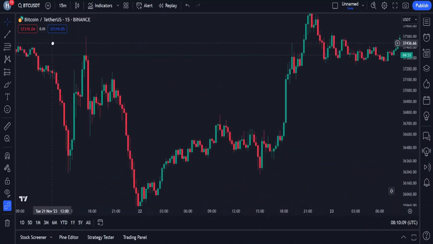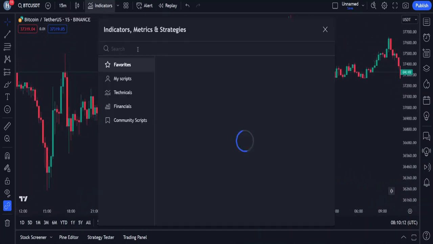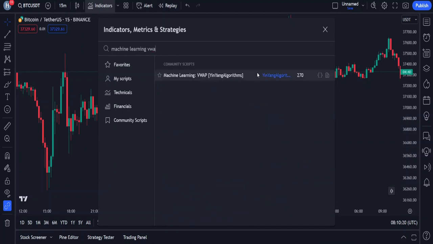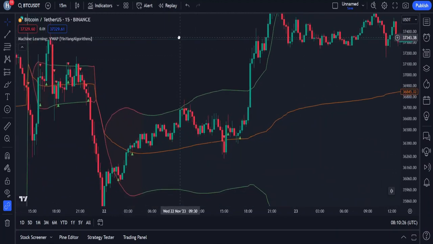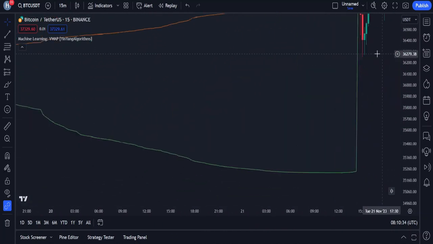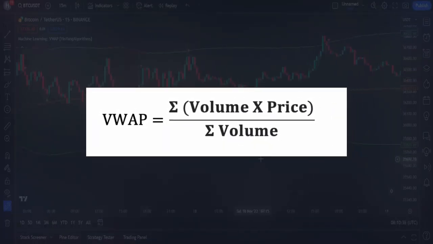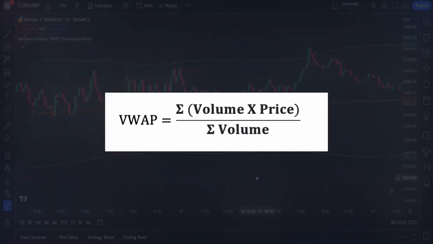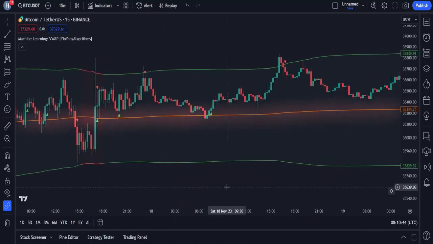To apply the first indicator to the chart, open the indicator section and search for machine learning VWAP. After that, add this one created by yin-yang algorithms. If you're not familiar with VWAP, volume weighted average price, let me explain it to you in simple words. Volume weighted average price is a trading benchmark used by traders and investors. It's calculated by multiplying each transaction price by its volume, adding these values together, and then dividing by the total volume of these transactions. Essentially, it gives you an average price for a security, like a stock or a commodity, that reflects both price and volume.